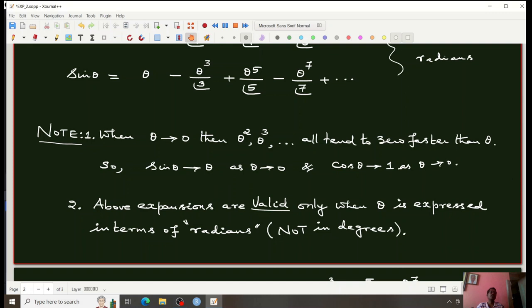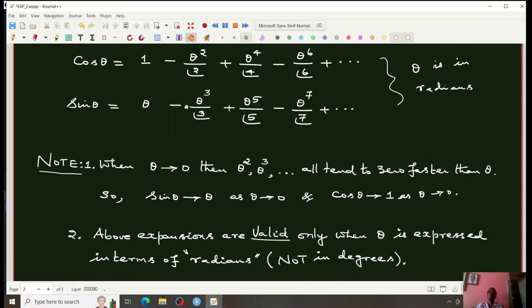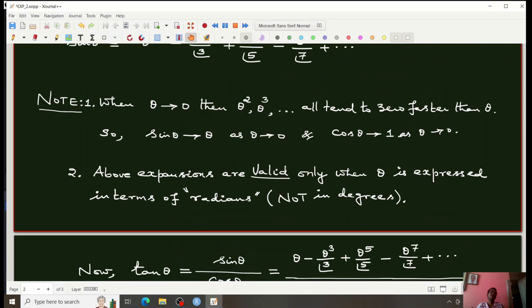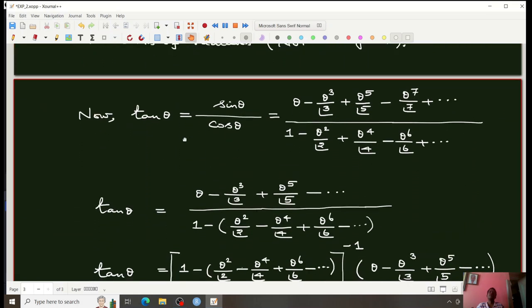Now with the help of these two expansions, of sine theta and cos theta, we can express tan theta in terms of theta also. Okay, now we are going to do that. Tan theta is equal to sine theta over cos theta. And we know what is sine theta. Sine theta is theta minus theta cube by 3 factorial plus theta power 5 by 5 factorial minus theta power 7 by 7 factorial. Just now we have derived that. Likewise, cos theta is 1 minus theta square over 2 factorial plus theta power 4 over 4 factorial minus theta power 6 over 6 factorial, and so on.